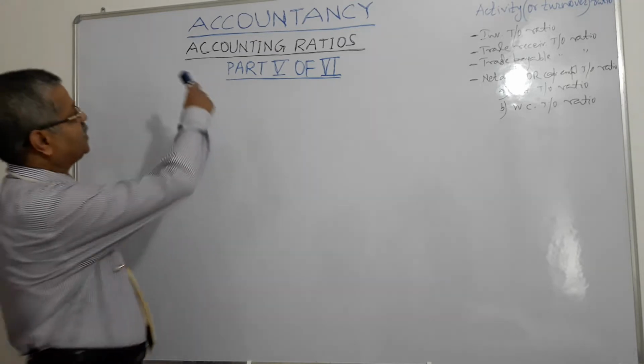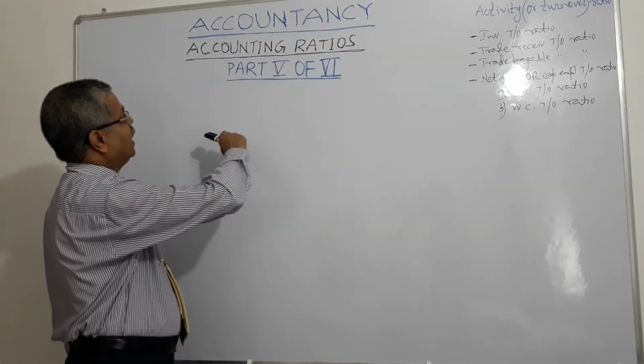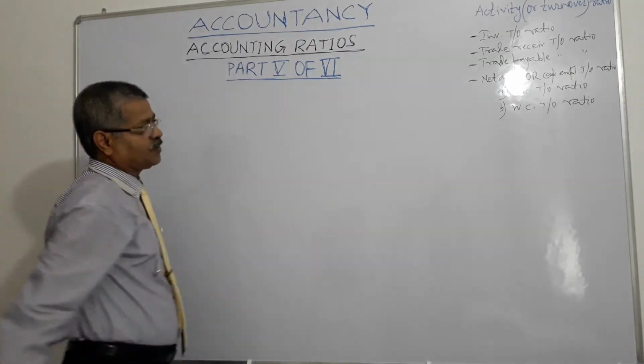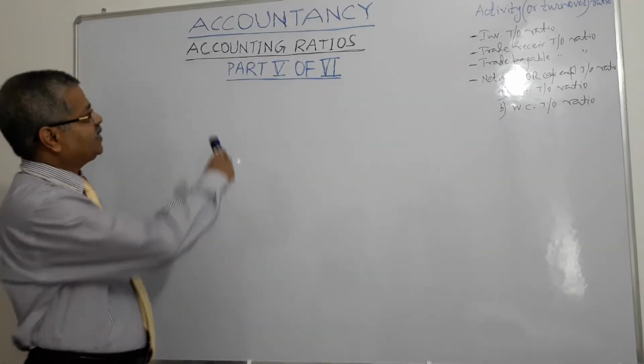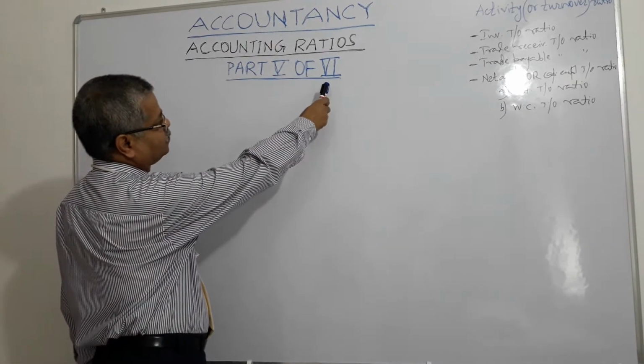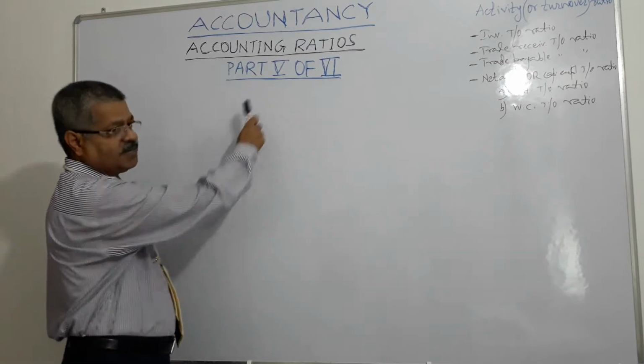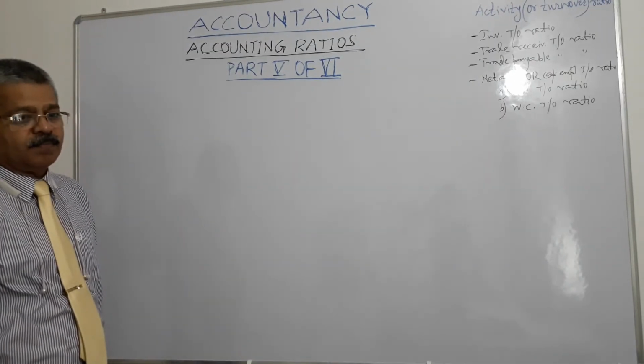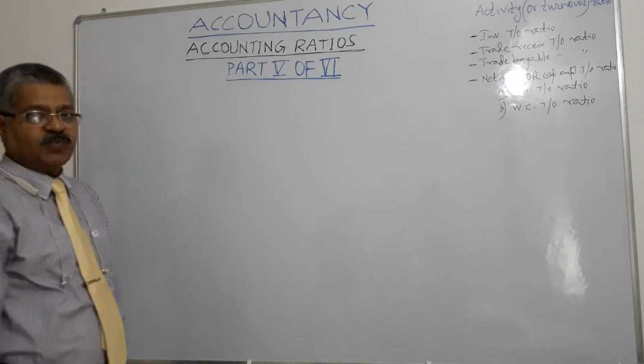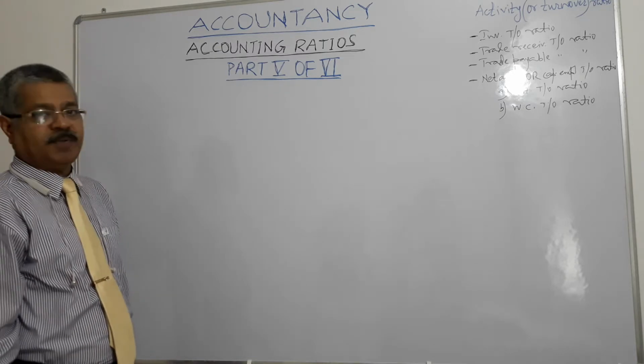Today our subject is accountancy. Our chapter is accounting ratios. We have divided this chapter in 6 parts, and right now we are discussing part 5. 4 parts we have already discussed in the previous videos.